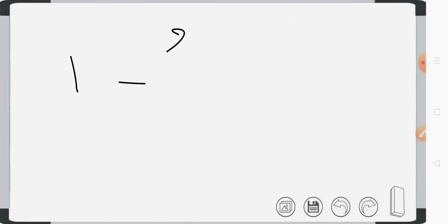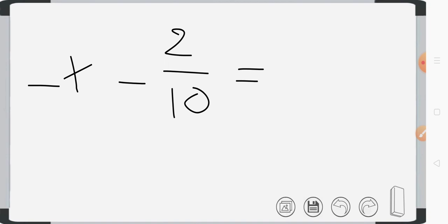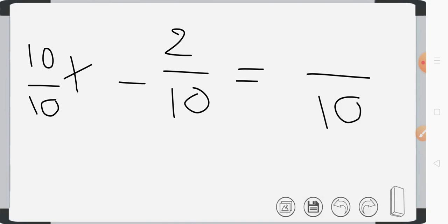1 minus 2/10. I have a whole number, number 1. Change it as a fraction. You can change 1 and put 2 halves, 3/3, 4/4, 5/5. I need a fraction whose denominator is 10. So you can write 10/10. Now the two fractions have the same denominator, so keep it and just subtract the two numbers on the top. 10 minus 2 equals 8.